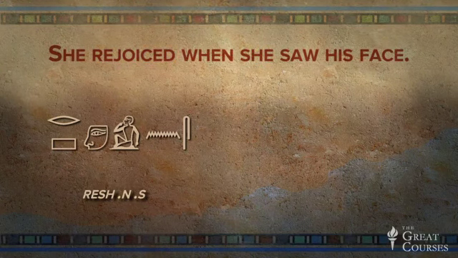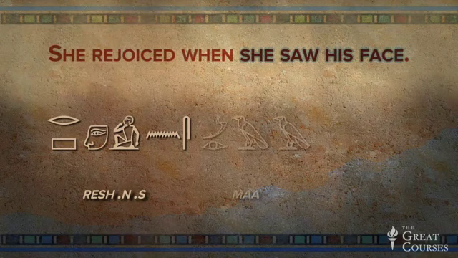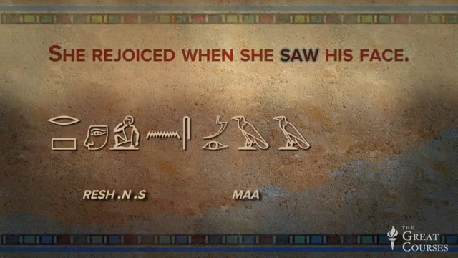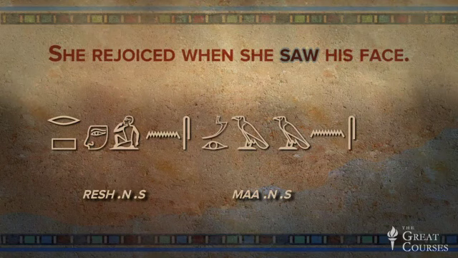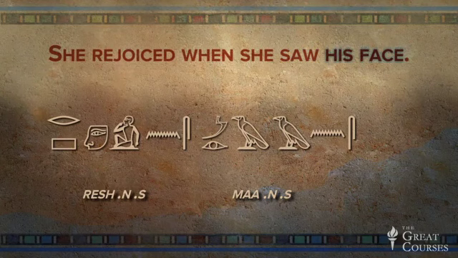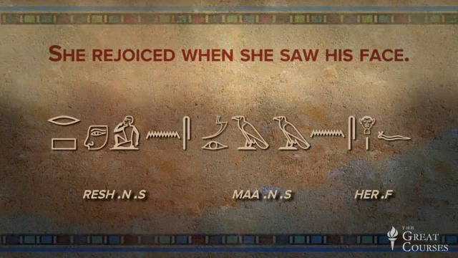Now, we have a compound sentence. The when is understood. So we next need, she saw his face. Ma'ah is to see. We add the folded cloth and insert the N for past tense between the verb and subject. Now, all we need is his face. We can use the ideogram for face and now add the horned viper for his. And that gives us the complete compound sentence, she rejoiced when she saw his face.